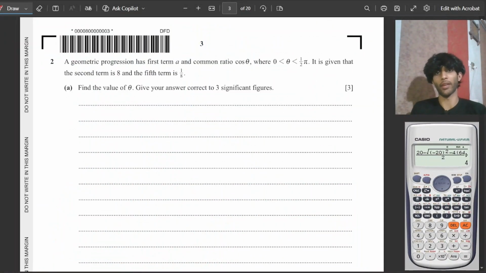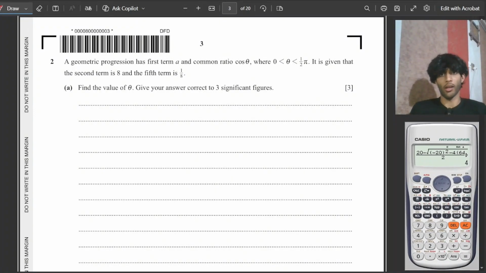Okay, so now we have a progression problem, and it's basically a geometric progression problem. It says a geometric progression has first term a and a common ratio cosine theta. So this thing is basically your a term, given to you as your a term, and your common ratio r is given to you as cosine theta, and then you're given a range for the possible values of theta. So theta can be from 0 all the way to 90 degrees. 90 degrees is basically pi by 2 radians. So the next part says it is given that the second term is 8 and the fifth term is 1 by 8. What does that mean?